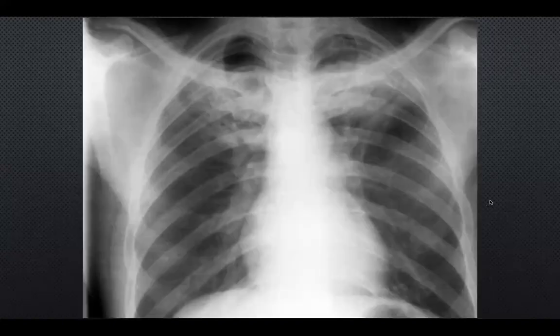So does somebody want to present this chest X-ray? Can I? Of course, go for it.